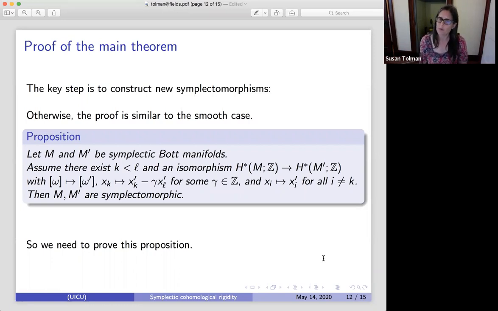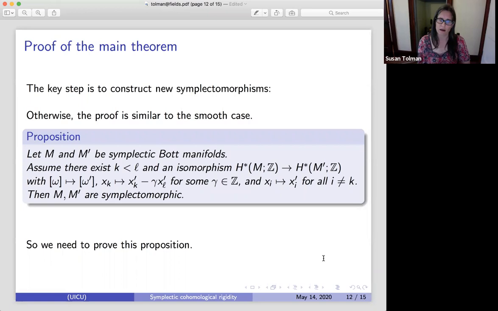And otherwise, the proof is pretty similar to what has already been done by Harada and Kaveh in the smooth case. It's not identical, but it's pretty similar. So I don't think that's the interesting part to repeat. I really want to talk about what's different.